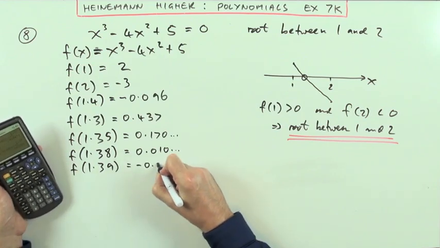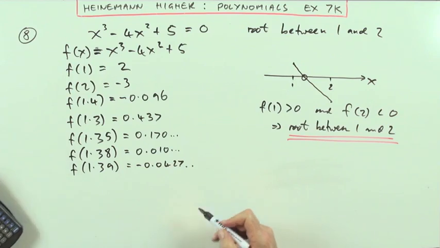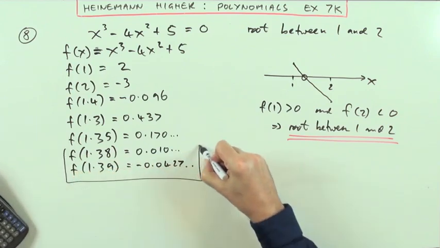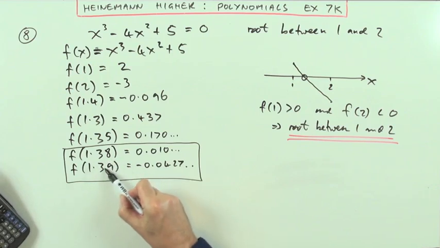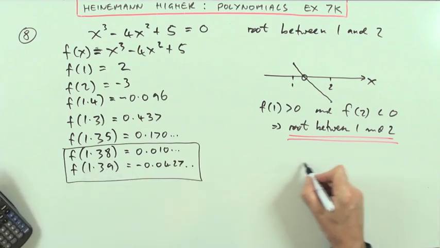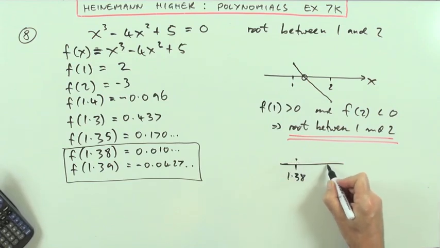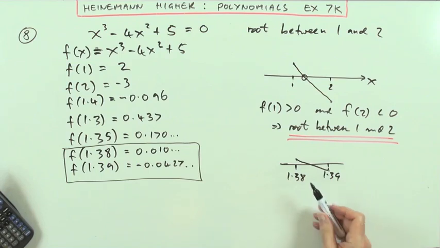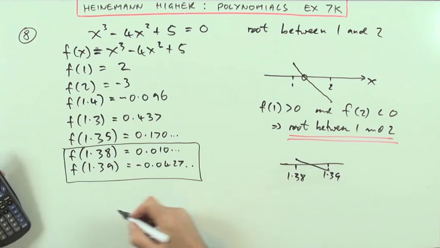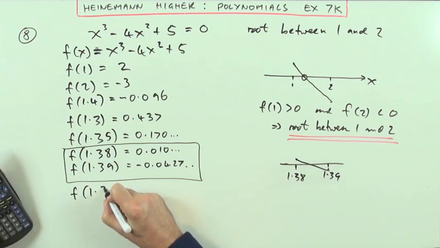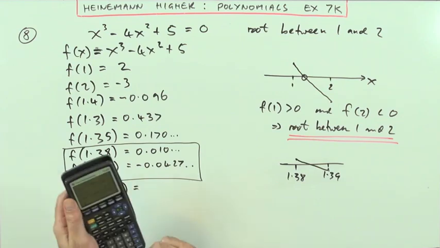And it's negative 0.0427. Now that means I've hit up here. It's somewhere between these two, and they're already to 2 decimal places. So what that's saying is, at 1.38, the answer was positive. At 1.39, the answer was negative, so it's somewhere between the two. It just depends where it's going to cross now to see which it's closer to. So the obvious one to try would be 1.385.